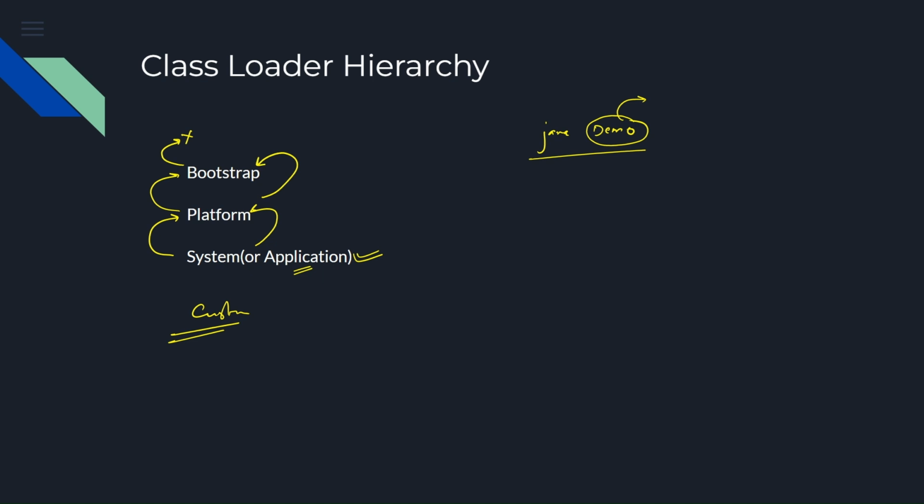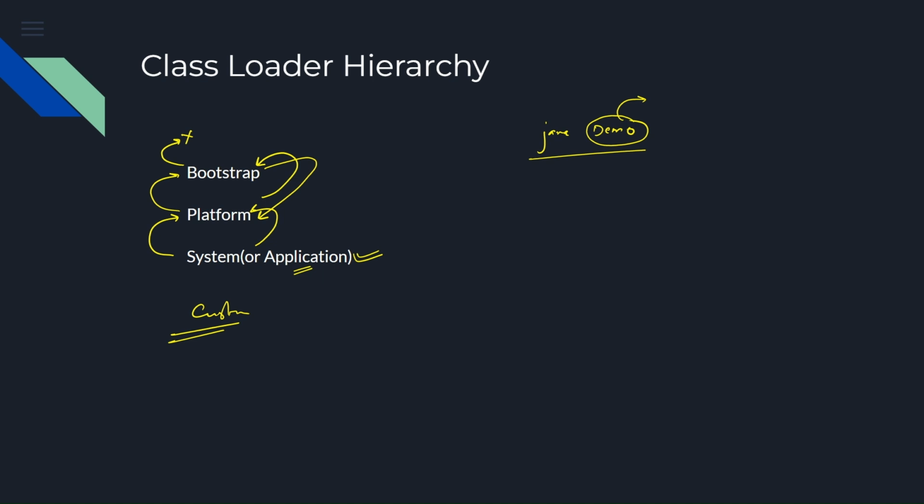Bootstrap will check its own set, and it will see that it is only responsible for loading classes from java.base or the core classes. So it knows the pattern of the package. It checks that this is not its package and it is not responsible for this class. So it will say, "Hey, I don't have this class and I will not load this class." Then the request will come back to the platform.